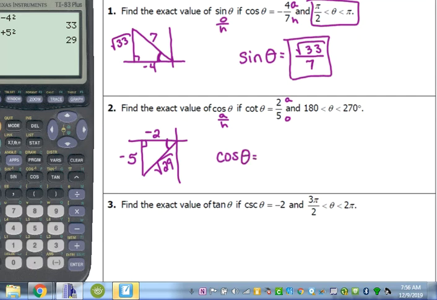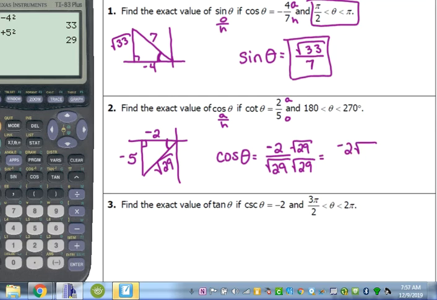So the adjacent is -2. The hypotenuse is the square root of 29. The answer may be left like that. It may also be rationalized. So quick little refresher on that.